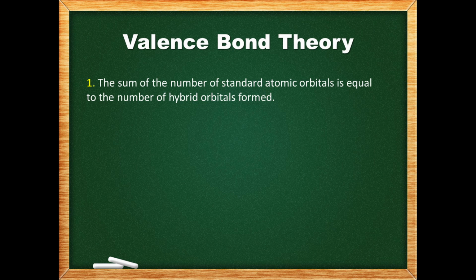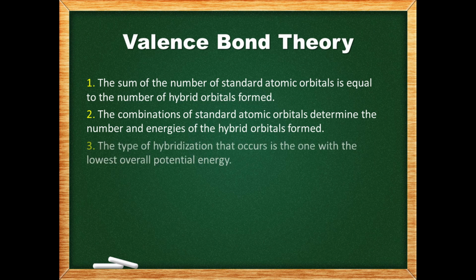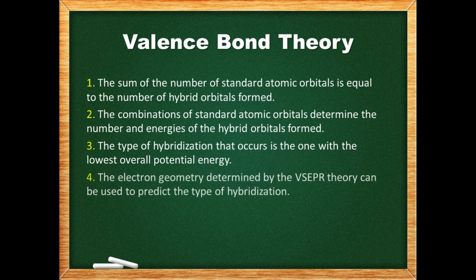First, the sum of the number of standard atomic orbitals is equal to the number of hybrid orbitals formed. For instance, if we have 4 standard atomic orbitals, we will get 4 hybrid orbitals. The combinations of standard atomic orbitals determine the number and energies of the hybrid orbitals formed. The type of hybridization that occurs is the one with the lowest overall potential energy. This makes sense as energy usually wants to be minimized to obtain higher stability. Finally, the electron geometry determined by the VSEPR theory, which is the material we went over earlier, can be used to predict the type of hybridization.